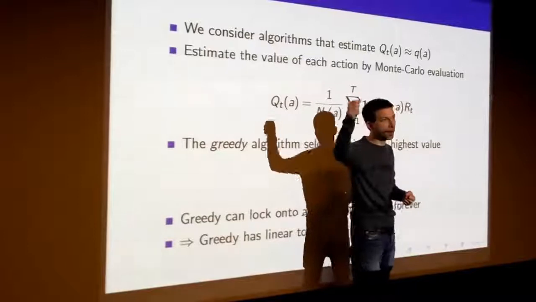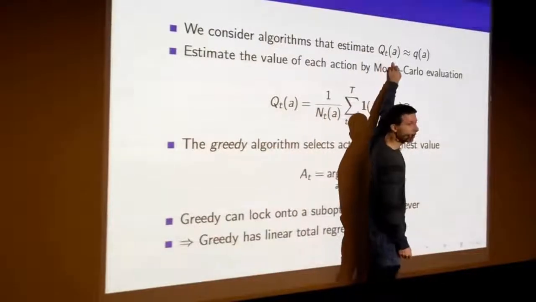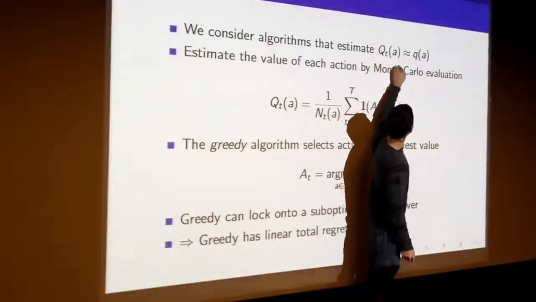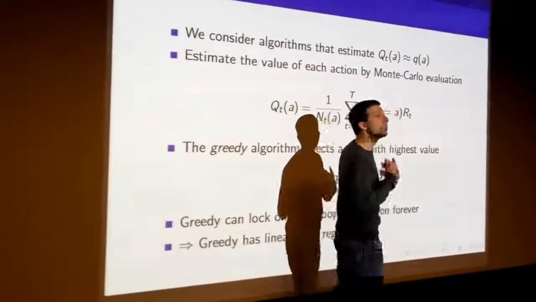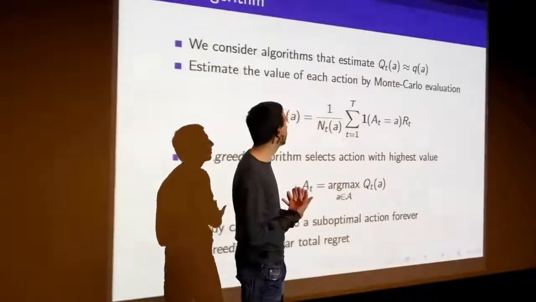So if I've tried this arm and I got 10, and then I try this arm again and I got 8, now we think that our Q of A for that arm is 9. Okay? And so that's the way we're going to estimate the true expectations of rewards. Think of this as the normal way, just like Monte Carlo learning. This is the normal way that we estimate values.